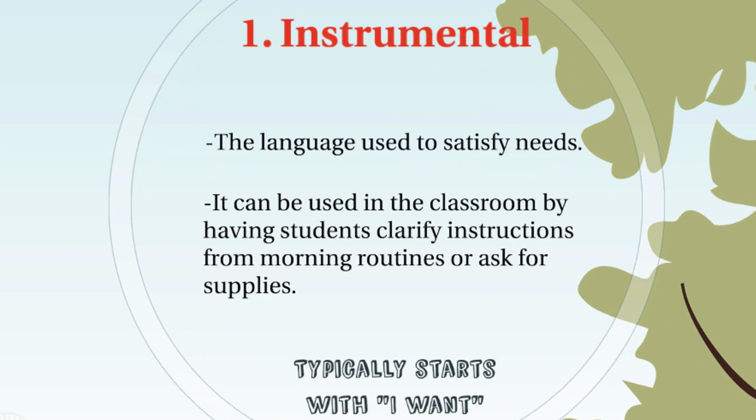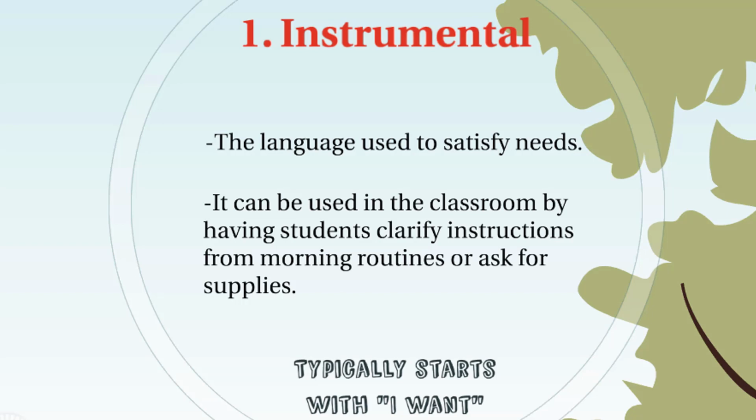The first function we will talk about is the instrumental function, which typically starts with the words "I want." It is language as a means of getting things or satisfying specific needs. This function uses language to communicate preferences, choices, wants, and needs. Children will make requests or ask for things.